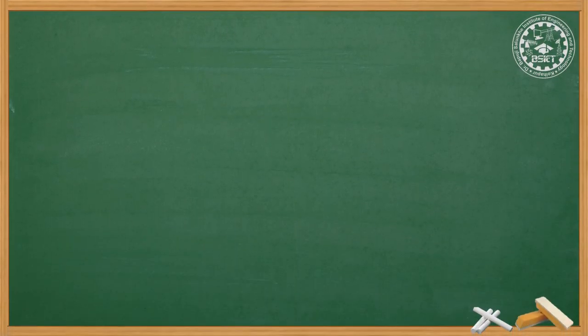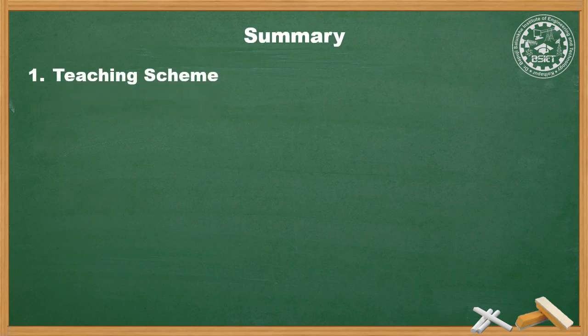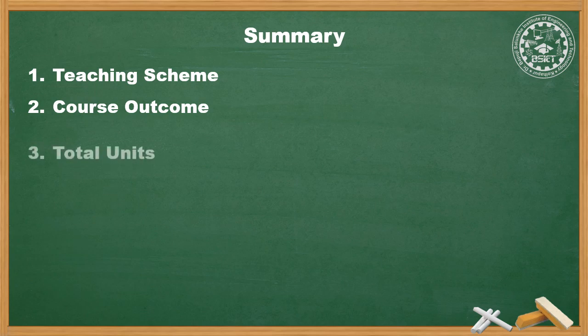Let us quickly summarize what we have learned in today's session. Teaching scheme: 150 marks allotted to the subject. Course outcomes: a total of 6 course outcomes that you will gain at the end of this course, or at the end of this semester for this subject. Third, the total number of units, that is 6 units, that we will study in detail in further videos. And last but not least, unit number 1, basics of tool engineering.